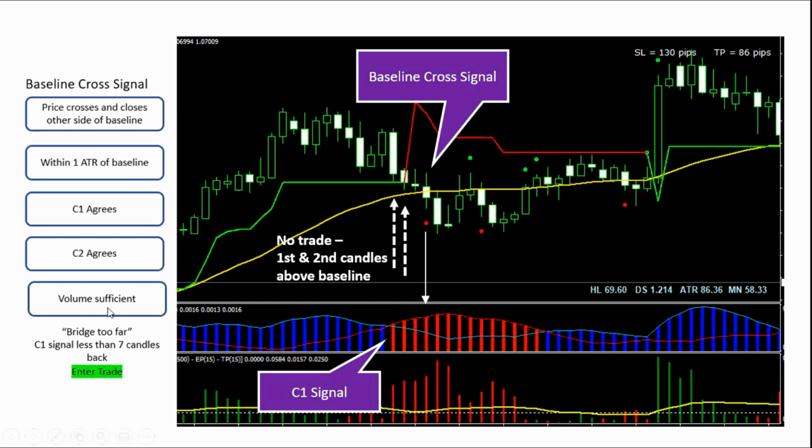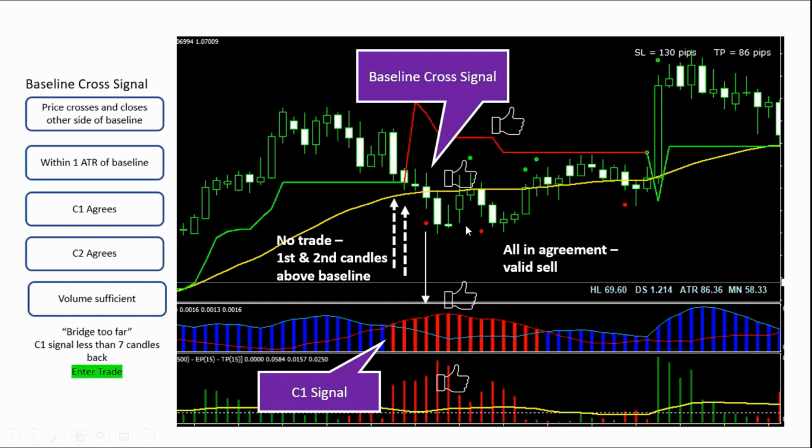And then number 4, we want to make sure we have enough volume. Okay, so there's our baseline. There's our C1 confirmation. C2 confirmation up there still says okay, and our volume is okay. So in this case, this is also a valid sell signal. And this one just happens to be a baseline cross because it's not a fresh C1. So that's how baseline crosses are a little bit different than just a simple C1 signal.